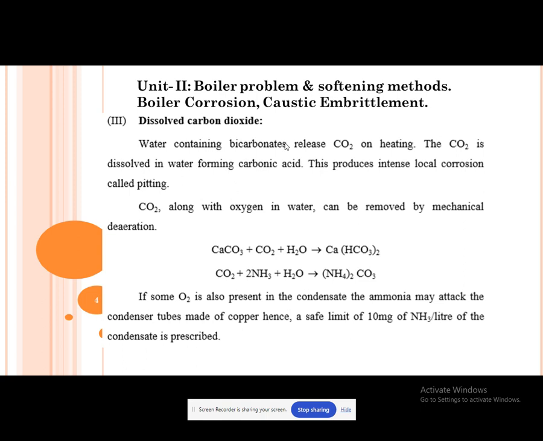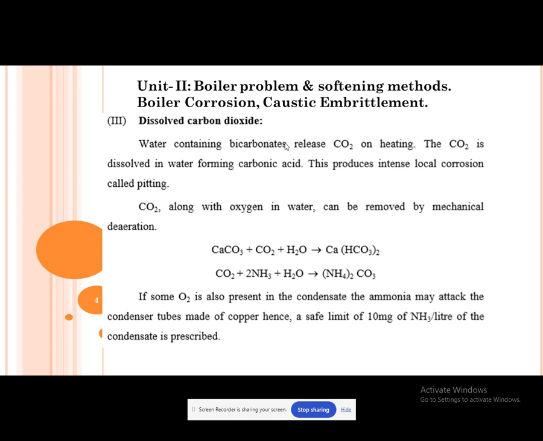Corrosion of boiler because of dissolved carbon dioxide. Water containing bicarbonates releases CO2 on heating. The CO2 dissolves in water forming carbonic acid. This produces intense local corrosion called pitting. CO2 along with oxygen in water can be removed by mechanical deaeration. The reaction is CaCO3 plus CO2 plus H2O is equal to Ca(HCO3)2.